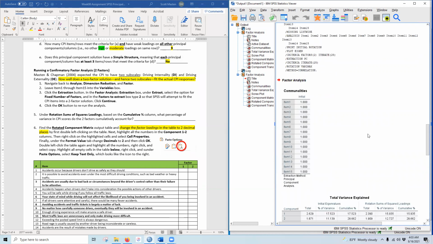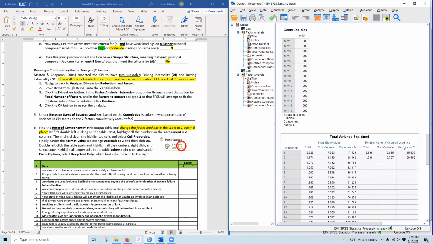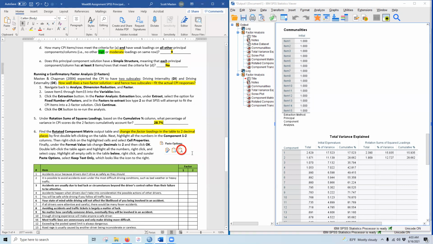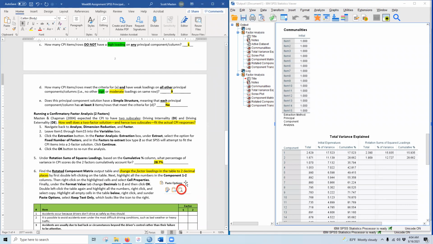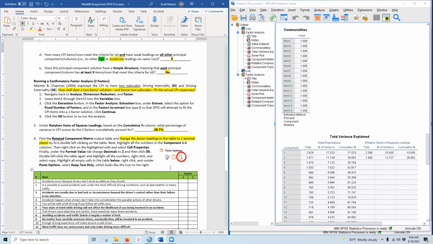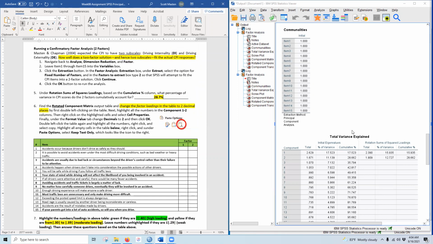Under the rotation sums of squared loadings, based on the cumulative percent column, this one right here, what percentage of variance in CPI scores do the two factors cumulatively account for? 28 point, let's round that to 28.7% of variability. So definitely not 50. Remember, that was the goal from lecture. So 6 factors wasn't even 50, 2 factors was going to be less, and it's only 28.7. So it's not looking great. Remember, we want the themes to account for at least 50% of the variability across all the items, and then 50% for each item.